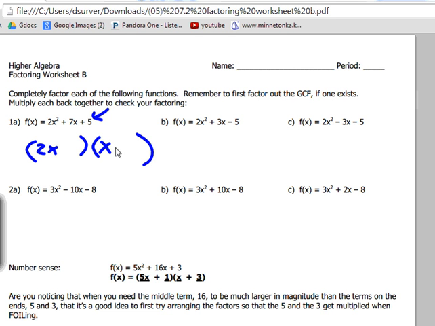I'm going to do them in 2 different colors so I can rearrange them. Put a 5 here, plus 5, and a plus 1 here. Now I'll see if that worked. This is the most important part. Check to see you're right. You go outside and inside, and if that doesn't make that, you did something wrong. 5 times x is 5x, 2x times 1 is 2x, 5x and 2x makes 7x. I did it right. Okay?